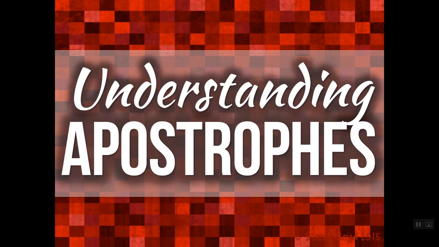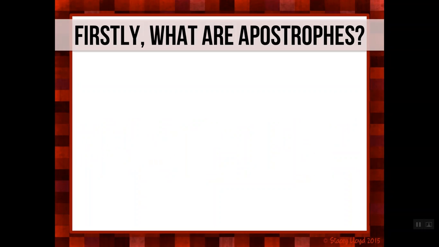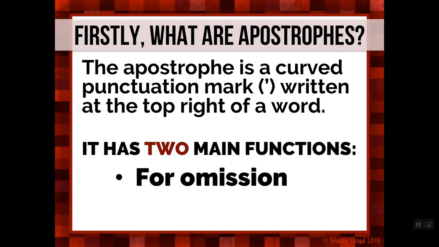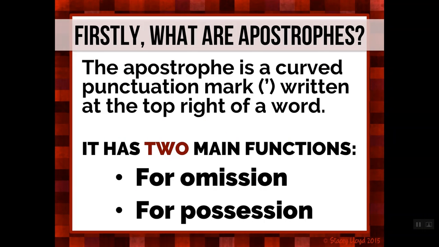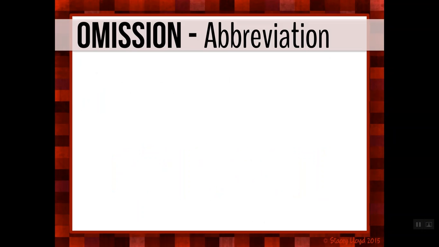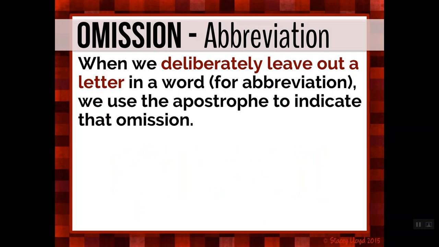Okay, here we go. So, understanding apostrophes. What are they? They're inverted commas, a curved punctuation mark written at the top right of a word, and they do two things. One is omission, and one is possession. So the next part, omission. Let's start with leaving something out. Abbreviation: you deliberately leave out a letter or some letters in a word, and you put the apostrophe to indicate that omission.